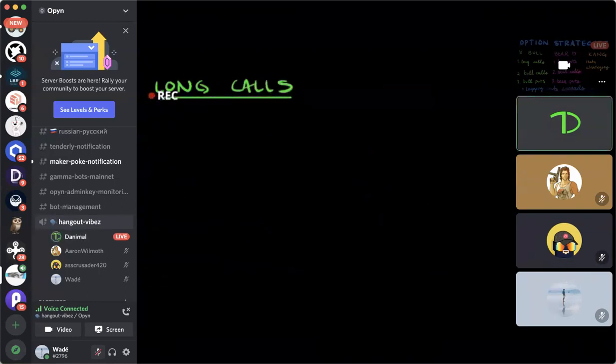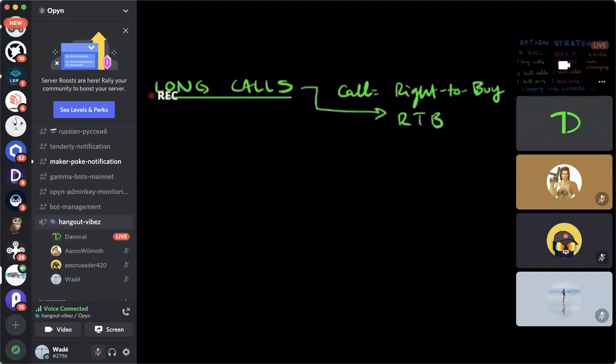A call is the right to buy, right? Which, if you're talking about it a lot, you're going to want to abbreviate as RTB. So you can equate a call with RTB if you're long, and if you're short, it's the obligation to sell. You're really just flipping the first and last letters. This trading right for this ability.